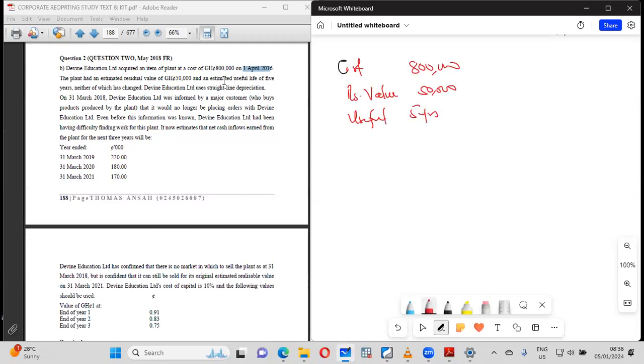All right. And so we are told that Divine Education uses the straight line method. So it means we can calculate depreciation by doing 800,000 minus 50,000, cost minus scrap, all over what? Useful life, which gives us how much? So we will have 750,000 divided by 5 years. Is that not it? Which means every year gives us what? 150,000 cedis. All right, so that is that.